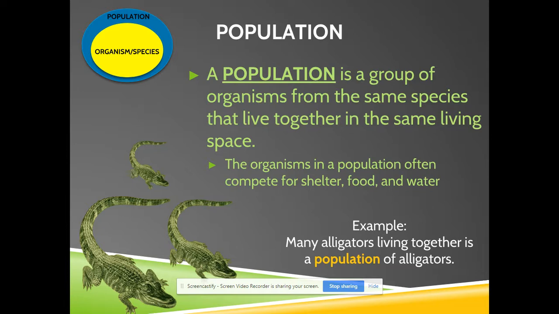And a group of organisms from the same species that live together constitutes a population. You can have populations of alligators in different places, but when they're all in one little area, that's called a population.